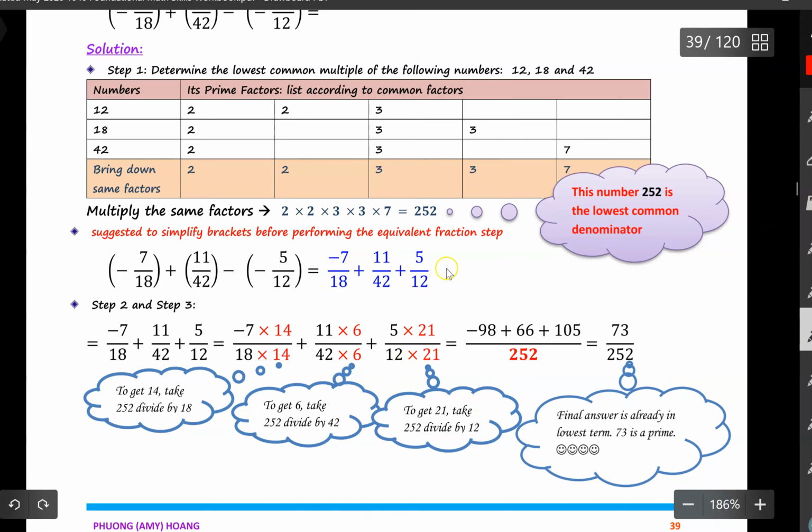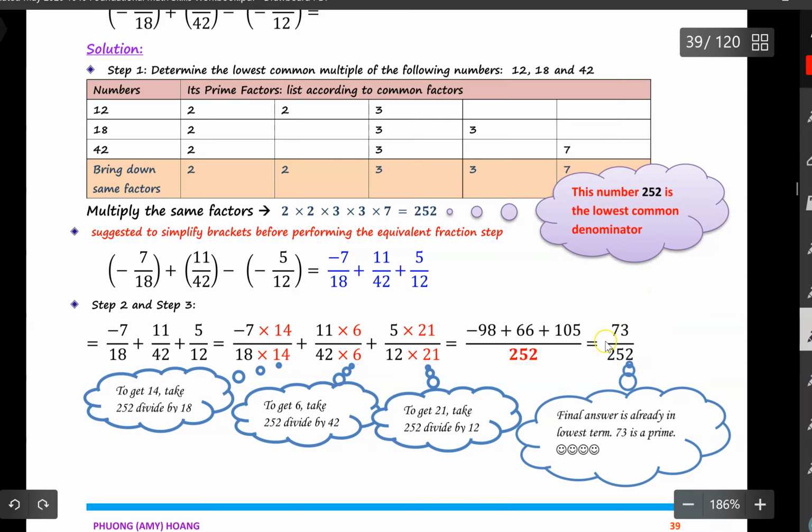Okay, so you do the same thing for the last fraction. I take 252 divided by 12, I got 21. So take 21 times 12, I know that I got 252. So that number 21, the same one multiplied to the numerator, I get 105. Then all you have to do now is perform the order of operations, in this case using your calculator, and that is your final answer.